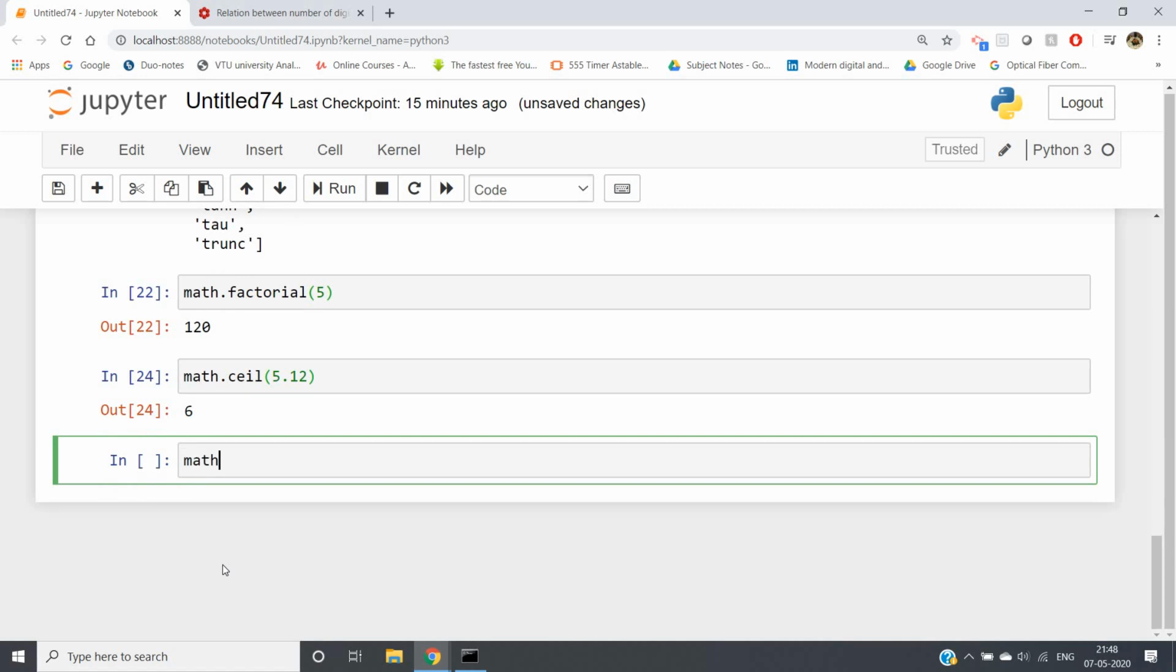Then floor. Floor will do the reverse of ceil. What will it do? It will always map to the nearest lowest integer.